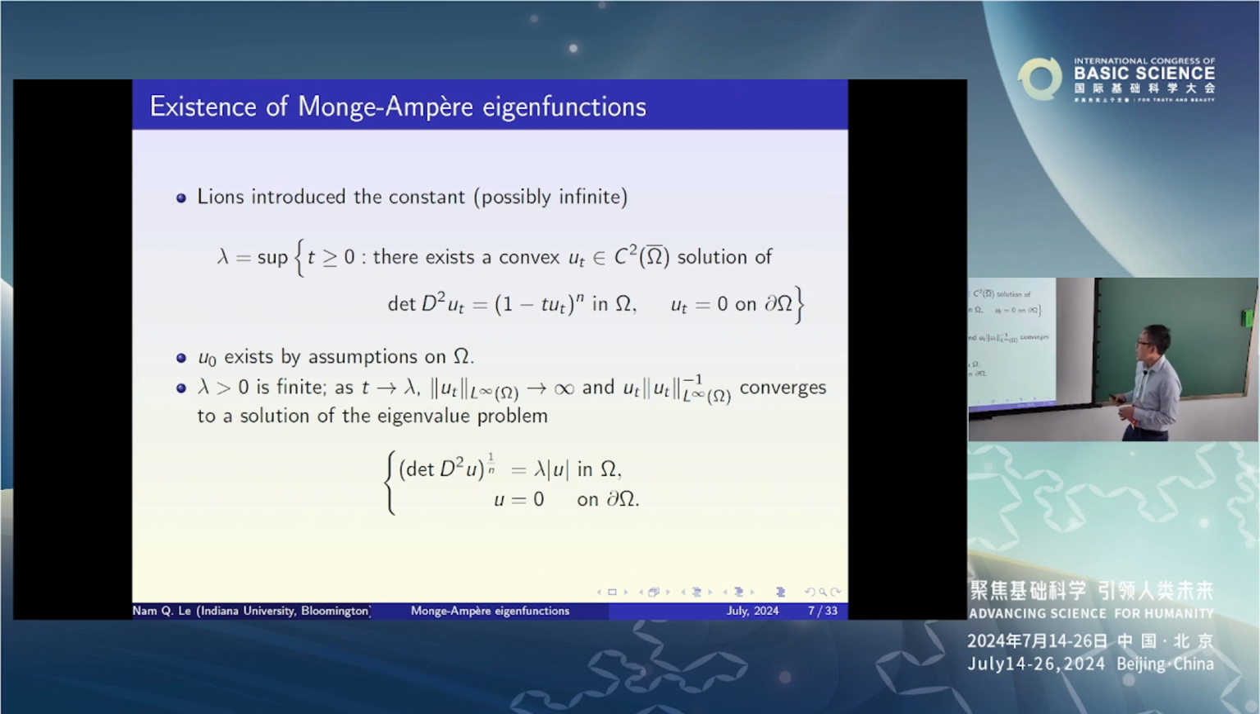And when t approaches the value of lambda, the infinity norm of u_t of this Monge-Ampere equation goes to infinity. And if you rescale it to have the infinity norm to be 1, then actually this quantity converges to the solution of the Monge-Ampere eigenvalue problem. So that's the way to construct, in the PDE way, the Monge-Ampere eigenvalue and the Monge-Ampere eigenfunction.